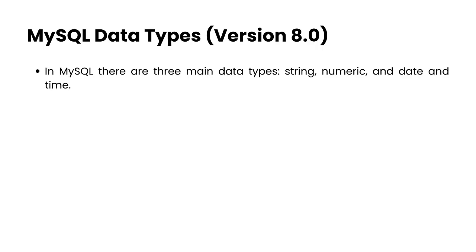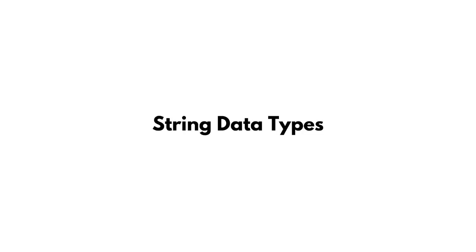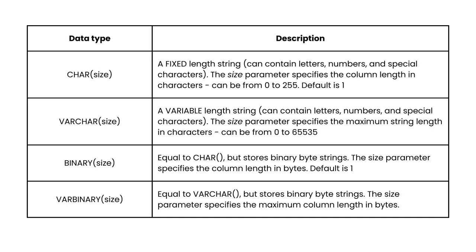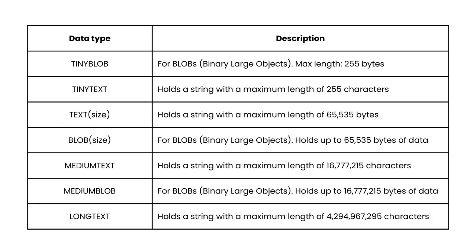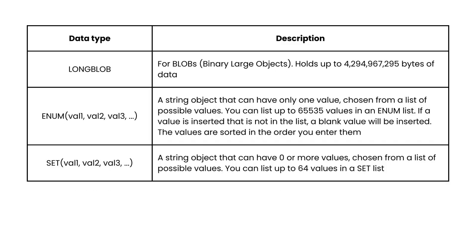In MySQL, there are three main data types: string, numeric, and date and time. For the first, the string data types, these are some of the types of string: char, varchar, binary, and varbinary, tinyblob, tinytext, text, blob, mediumtext. Each type has a different function, so you can read the documentation of the RDBMS that you use.